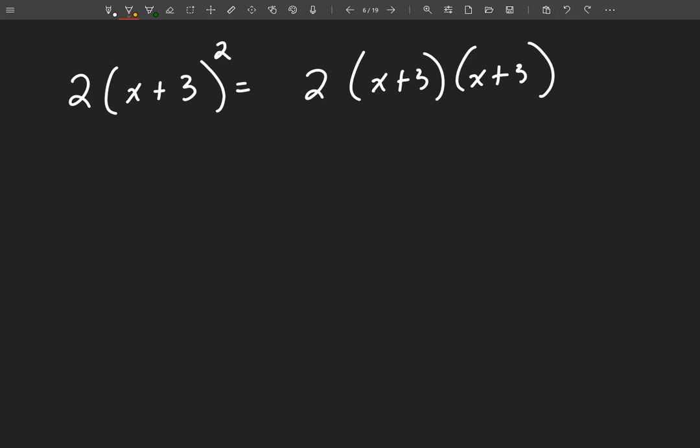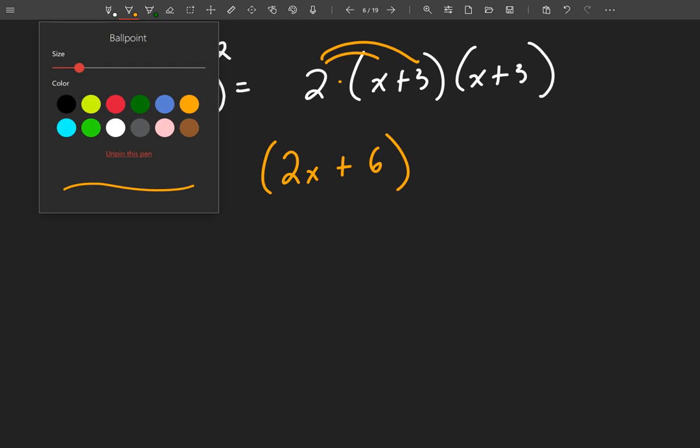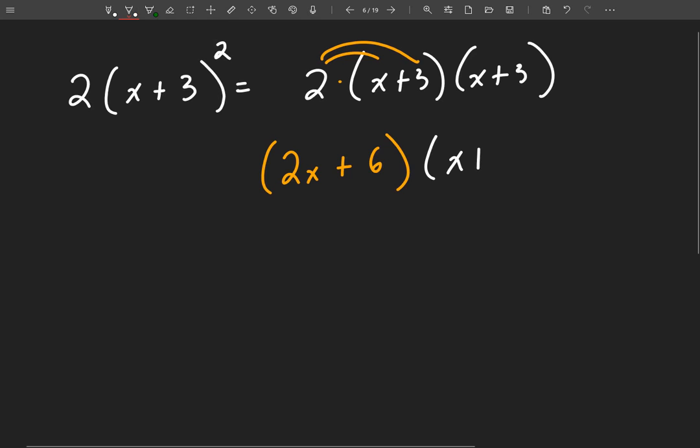What's really happening is you can distribute the 2, but it's only going to go into this first term because that's what it's being multiplied by. So you can distribute the 2, but it's only going to go into this first piece. So that would be 2x plus 6, right? And then that times x plus 3. So you can do the 2 first, but it's, again, only going to distribute into one of those pieces.